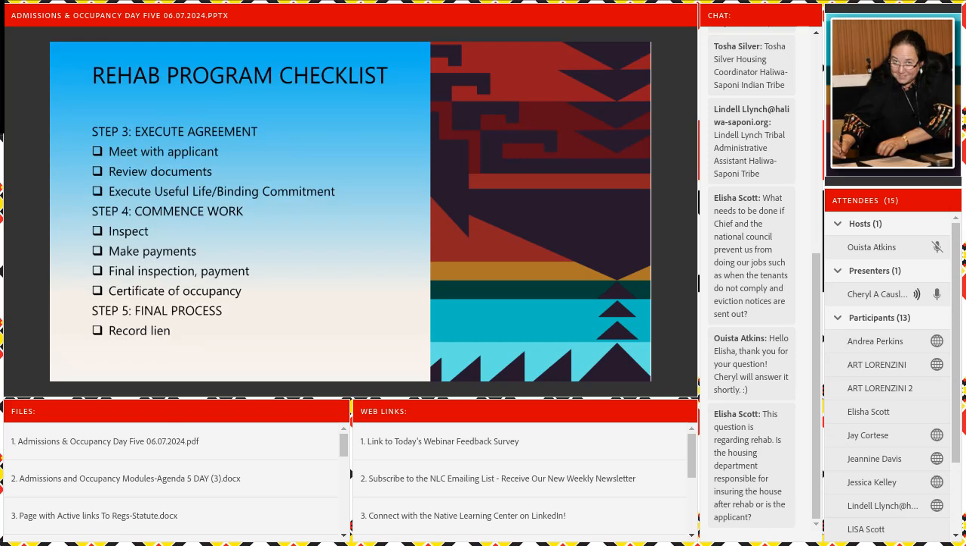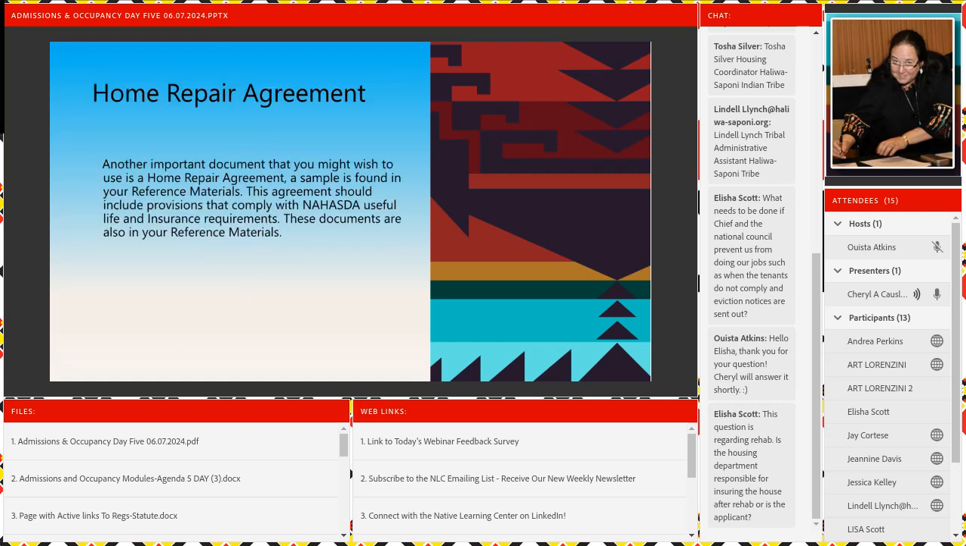Execute the agreement, meet with the applicant, review the documents, execute a useful life binding commitment, commence the work, inspect the work, make payment, final inspection and payment, because in construction, you always need to keep adequate retainage to make sure your contractor will come back and complete his punch list. If you don't keep enough, you won't see them. They'll move on to bigger and better, and you'll have an undone punch list, okay? You've got to keep enough there. Certificate of occupancy. And that final process is record a lien if there is one.